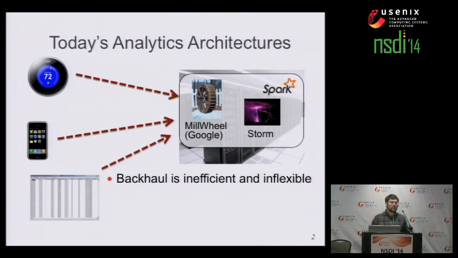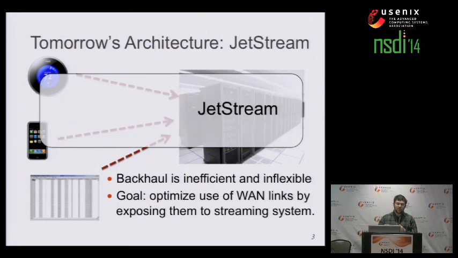The problem is that backhaul is both inefficient and inflexible. Inefficient in that you wind up backhauling a lot of data that you didn't want, and inflexible in that you would have to specify somehow in advance what are the things to collect, and it's clumsy to fix it. It would be much better if the stream processing system itself included both ends of the wide area link so that you'd have the same programming framework processing the data as moving the data across the wide area, and then you can optimize across that. And the goal of our work, JetStream, is to do exactly that, to optimize the use of your wide area link by sort of incorporating it within the streaming system.